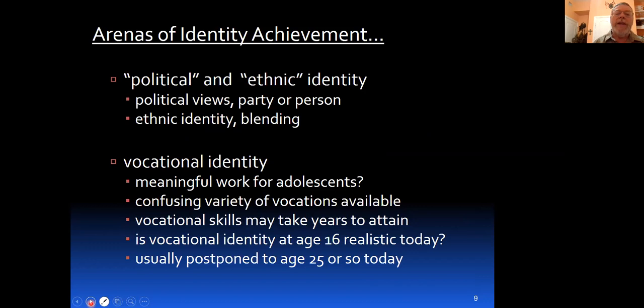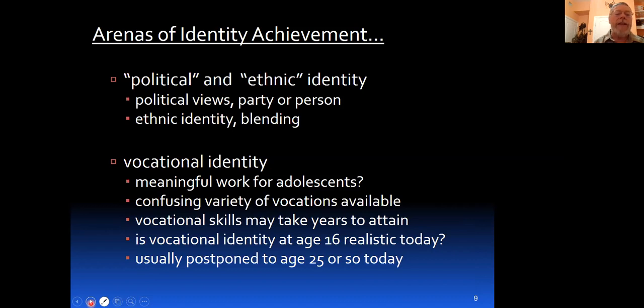Another arena of identity achievement would be political and ethnic. So in Erikson's day, political parties were kind of a big thing. In his day, it might be, well, which party are you going to join? Today, it's probably a bit different. In terms of politics, is one going to adopt a more conservative or liberal view, or more moderate? Or what kind of person would I vote for? That might be the area of identity, politically speaking.